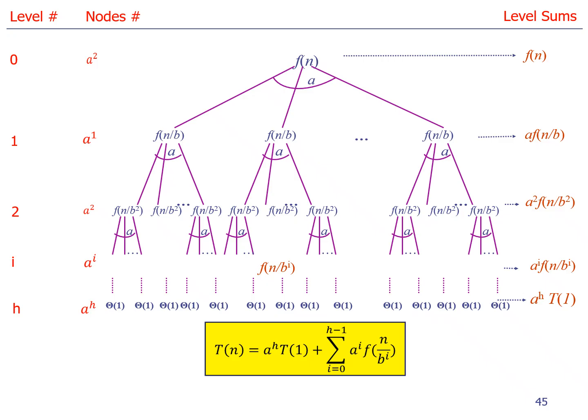What am I doing in every level? It's a to the i, the number of nodes in that level, multiplied by the work I'm doing in every node. So it's a to the i multiplied by f of n divided by b to the power of i. I'm just restating what's in front of us, but in an equation form. The total number of steps I did in this recursion tree, or recurrence tree, is what I do at the leaf level and everything above it.